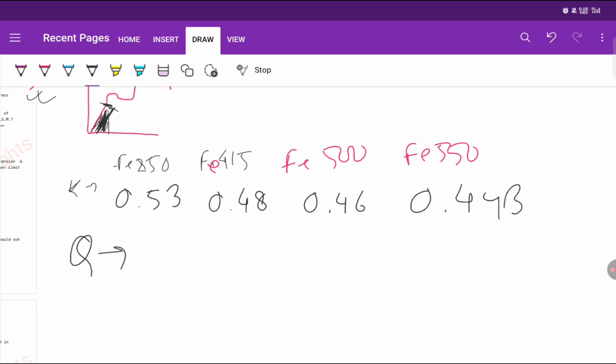Now the value of Q. The value of Q is 0.148 fck. I won't write fck again and again. Then we have 0.138.